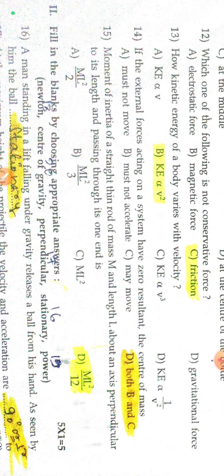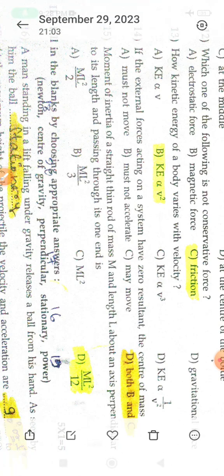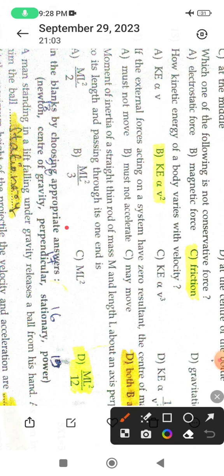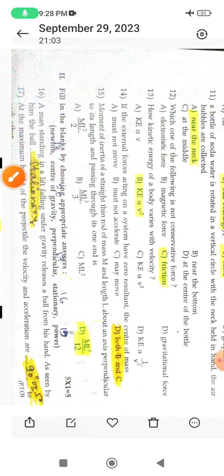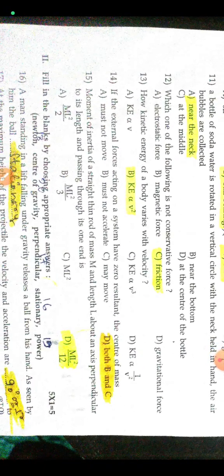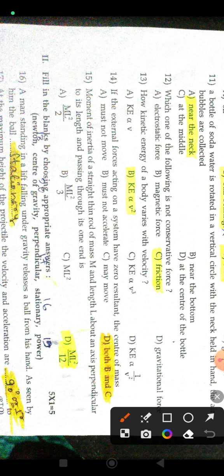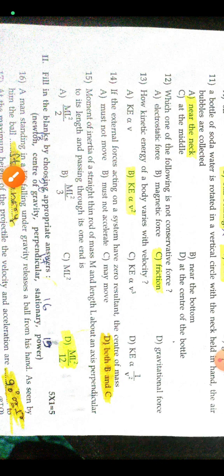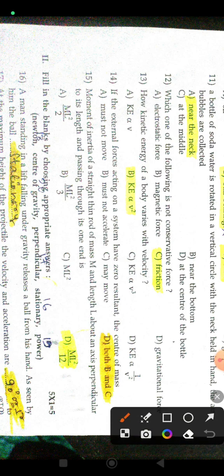Okay, now we'll discuss the 14th question. If the external forces acting on a system have zero resultant, what will happen to the center of mass? Okay, now see, what is the question? If the external forces acting on a system have zero resultant, meaning it is not moving anywhere, what will happen? The center of mass must not move.